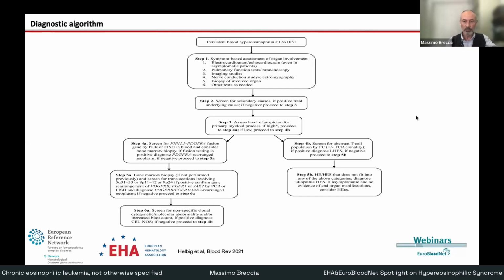we will review in the other webinar, to screen then for aberrant T-cell population by flow cytometry, but bone marrow analysis here, not only for the observation of dysplastic morphology and, if possible, an increase in blasts, but also confirming the cytogenetic and molecular aberrations could be of help to diagnose CEL-NOS.